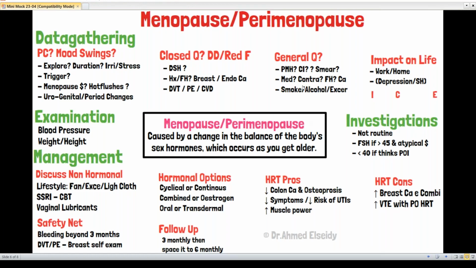Okay. I hope it does help you. If you need a tutorial about menopause, I can make it later. It's a very important topic in real life. I hope you find the mind map useful. It's a priceless mind map. Even my colleagues who are GP doctors in the UK and are seniors are using it in their exams here. So I hope you found it useful.